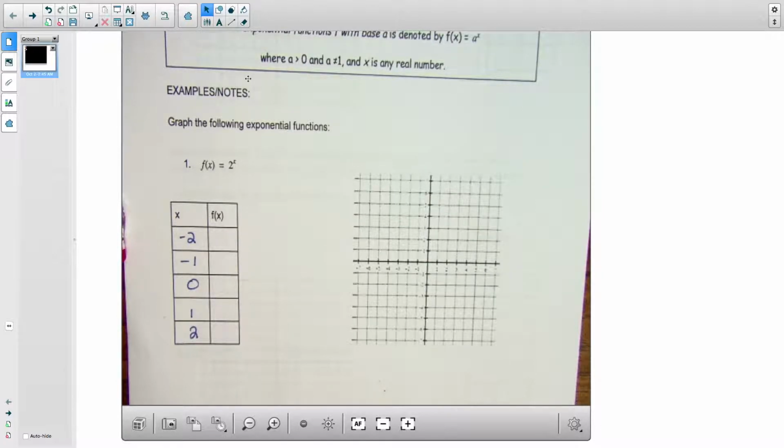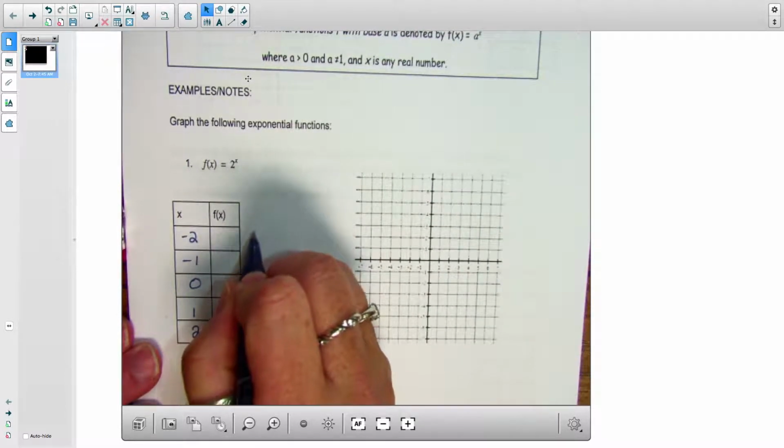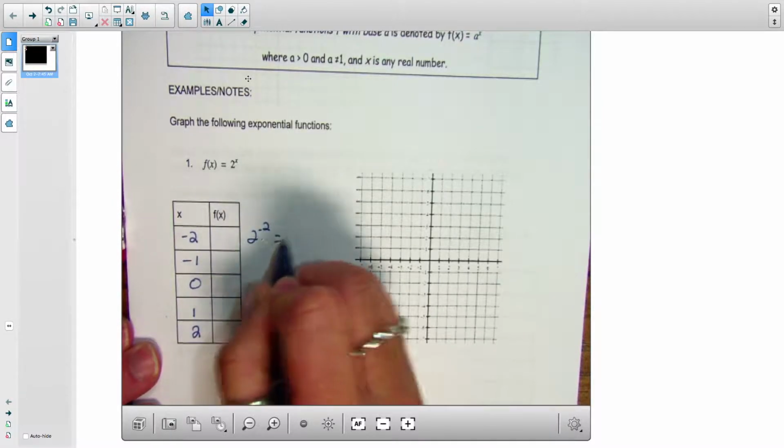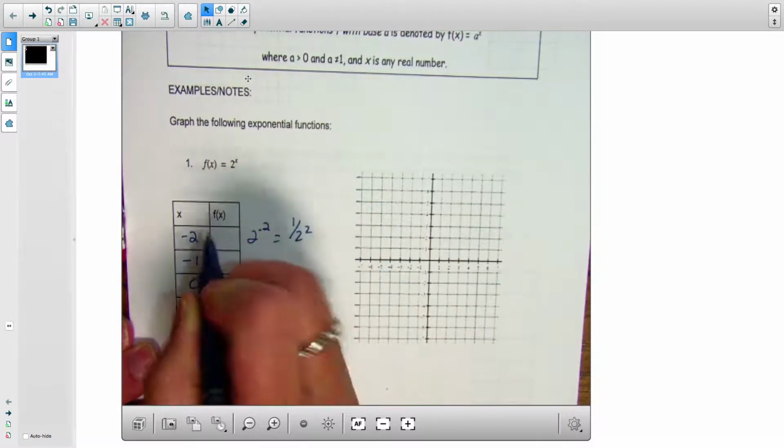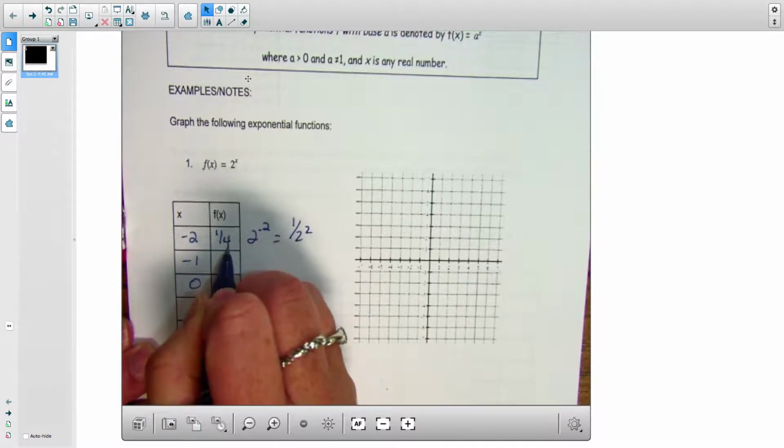Back in Algebra 1. Bring it to the denominator, make the exponent positive, and 2 squared is what? 4. So 2 to the negative 2 is 1 over 2 squared. So we get 1/4.